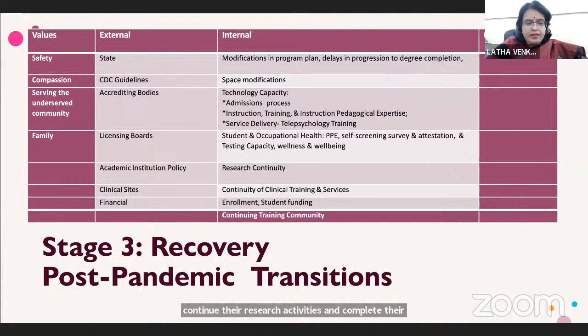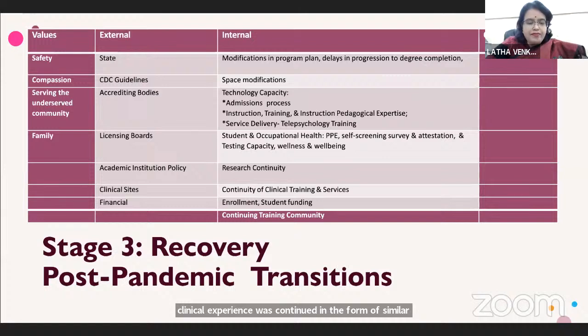And continuity of the clinical training and services was maintained. Whenever there was possibility, we sent them to the hospital for direct patient care experience. Whenever it was not possible, they practiced in the lab, and simulation scenarios were created, and the clinical experience was continued in the form of simulation.